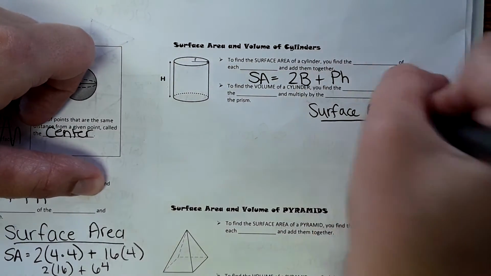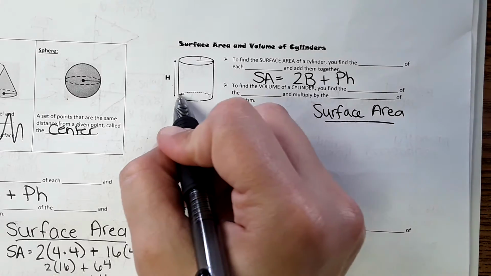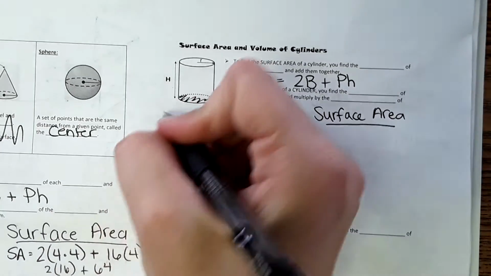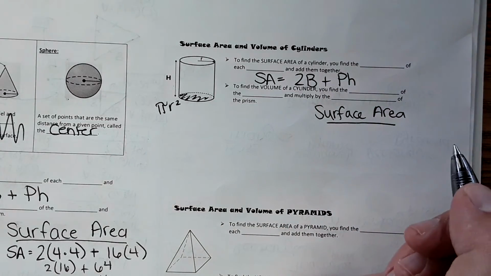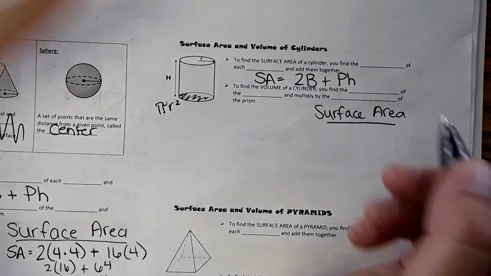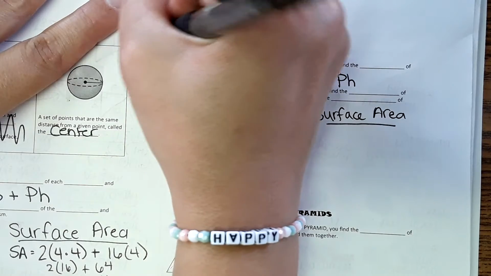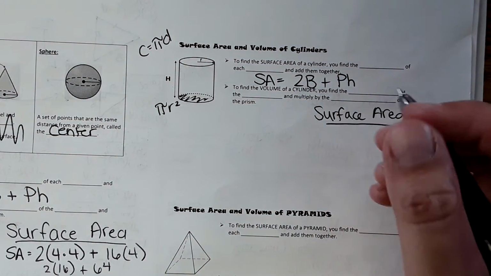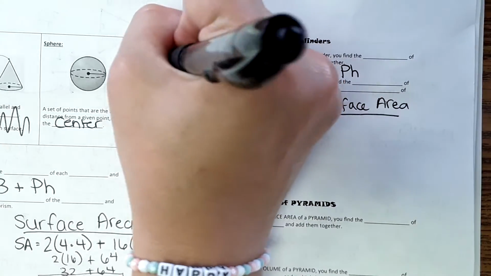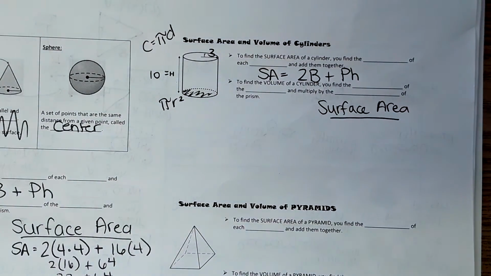Our base, what's our base this time? Circle. The circle, so we're going to have to plug in pi r squared. And then perimeter, this time isn't perimeter, it's called what? Circumference, so we're going to have to do pi times diameter for perimeter. Dimensions of the cylinder, we're going to use 3 for the radius, and height is 10 because it's easy to calculate.